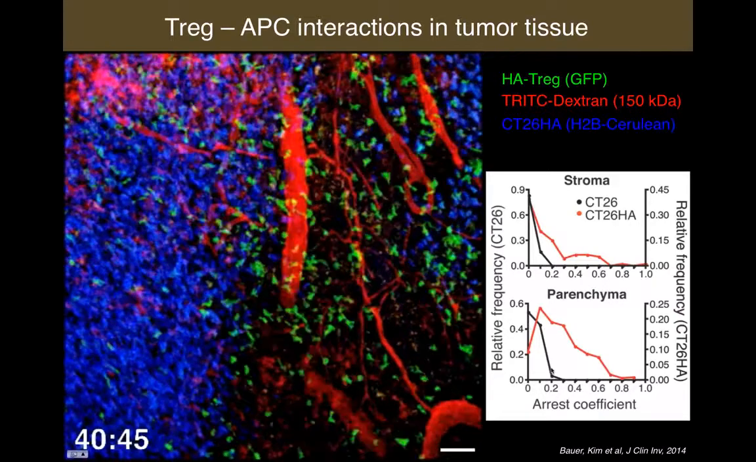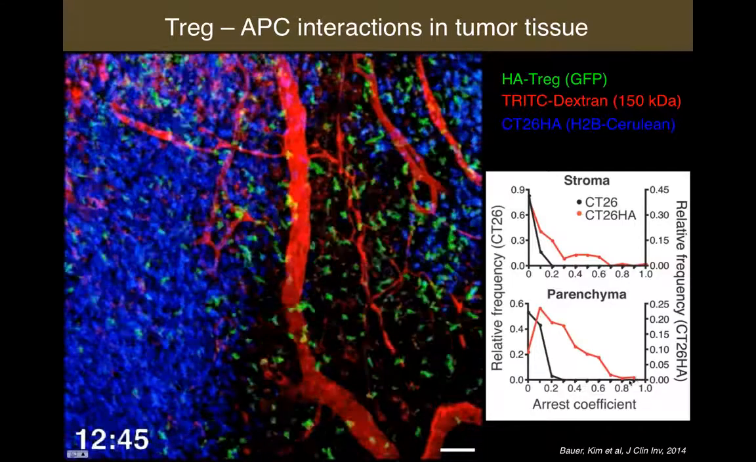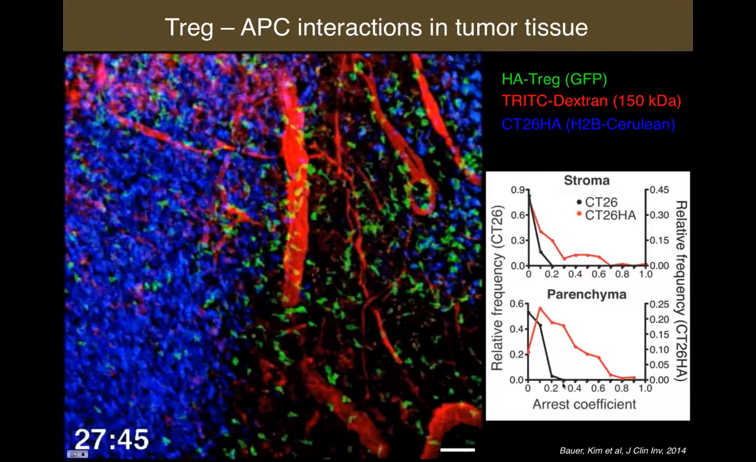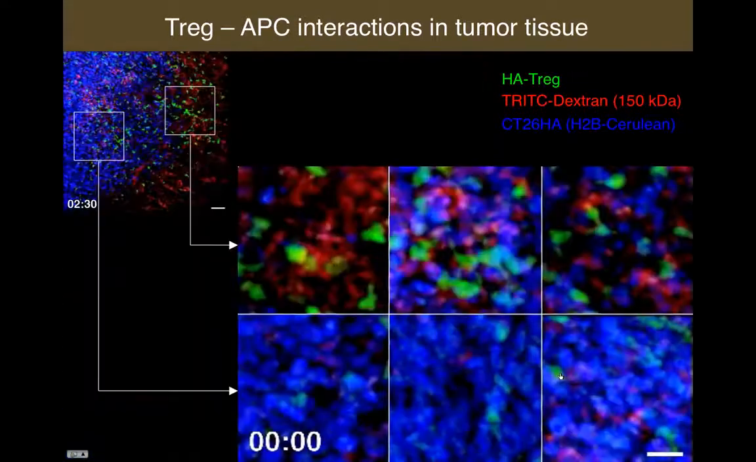So you can see that most of the cells are somewhere in between here, and in the presence of antigen there's an increase in this arrest that the cells undergo. So we can actually see that this is an antigen-dependent arrest of the cells. So now, what are the cells that present the antigen?